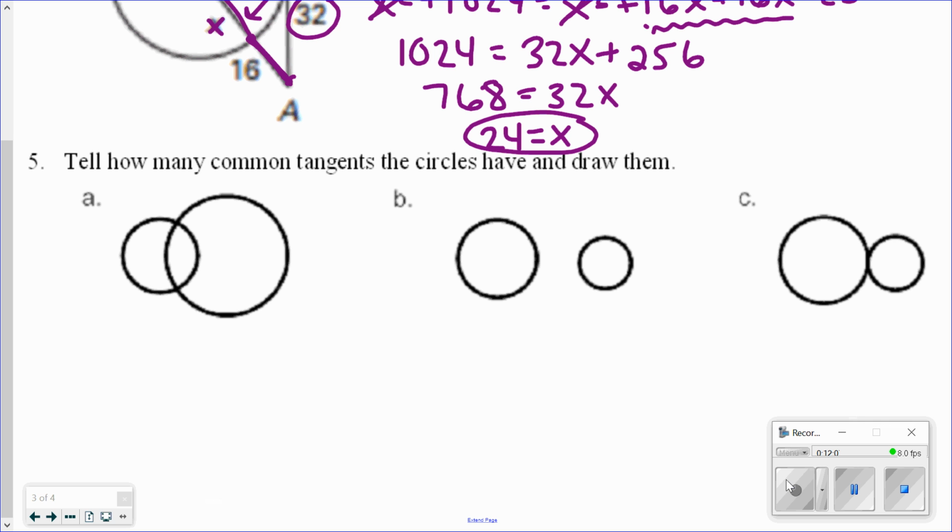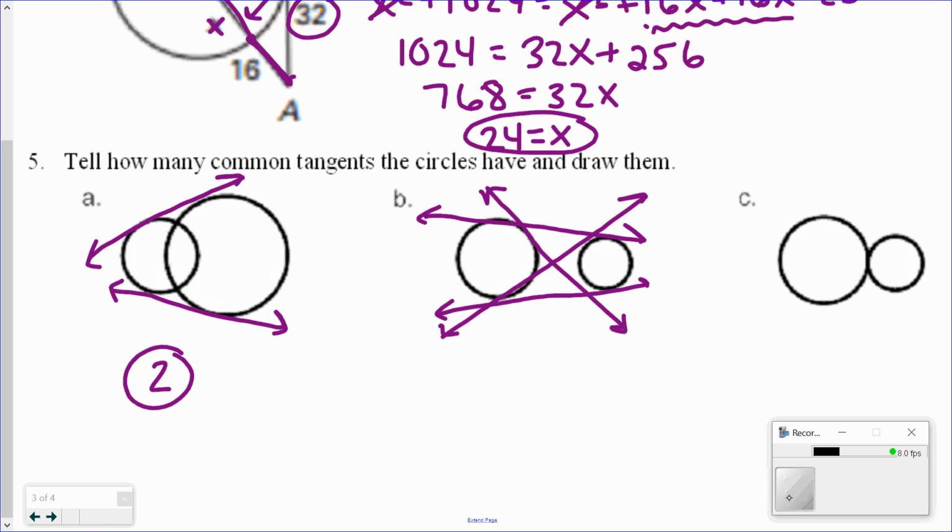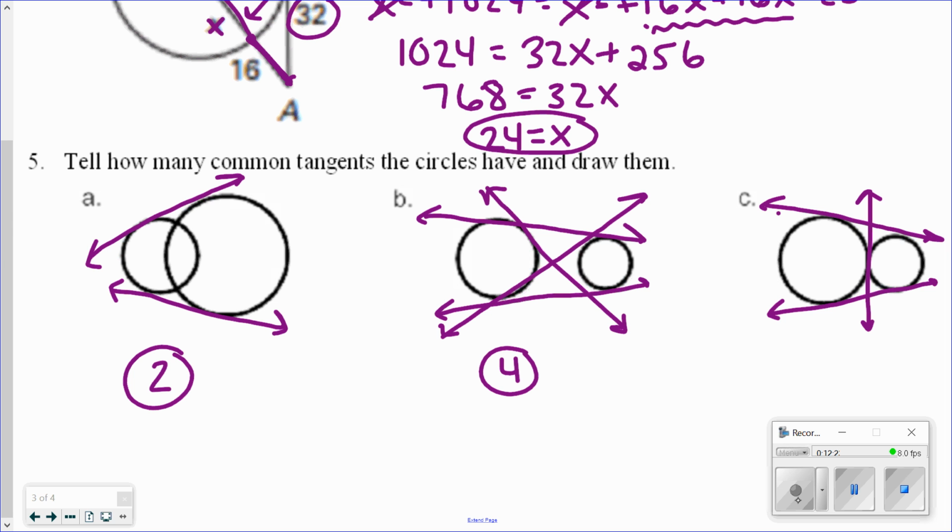Question 5 here, how many common tangents do the circles have? For part A, we have 2 common tangents. For part B, we have 4 common tangents. And for part C, we have 3 common tangents.